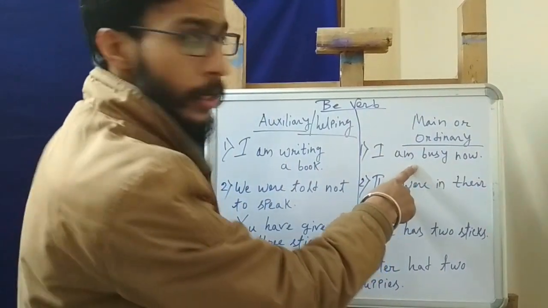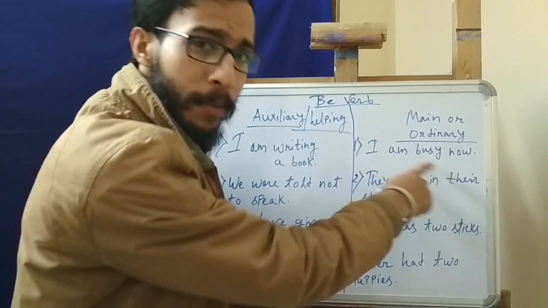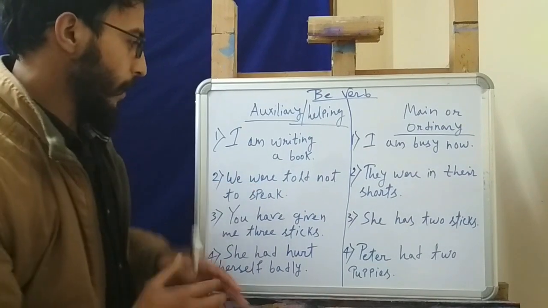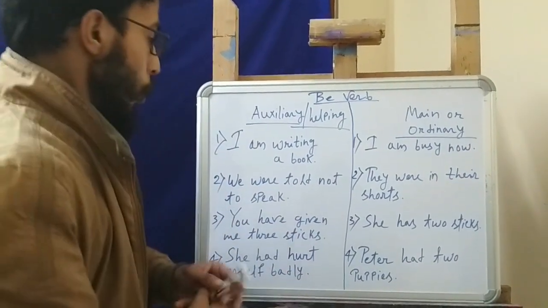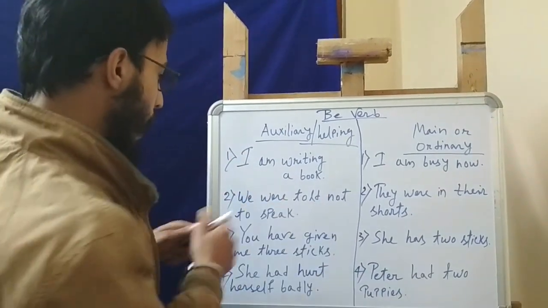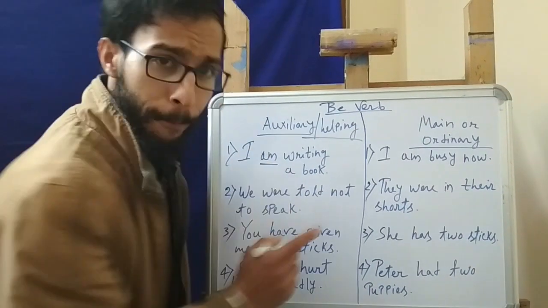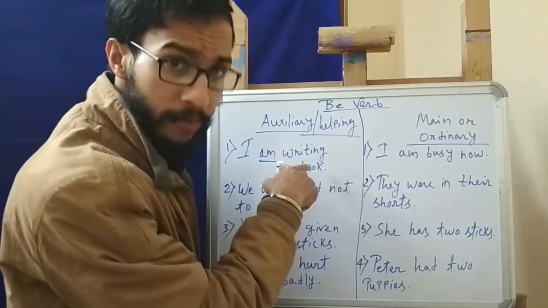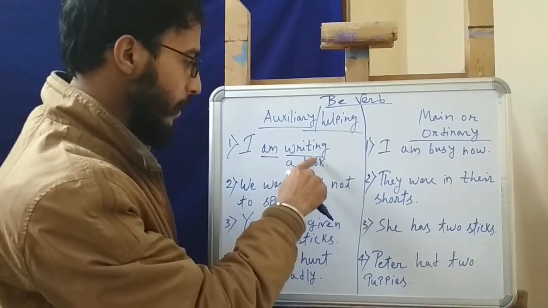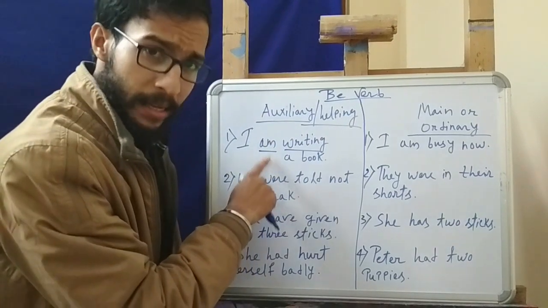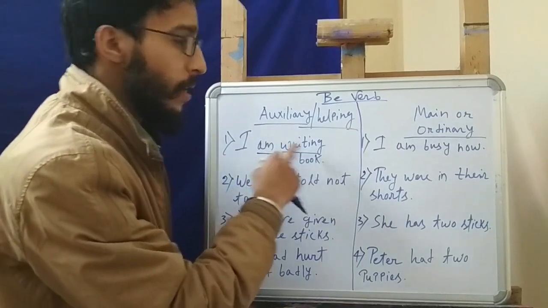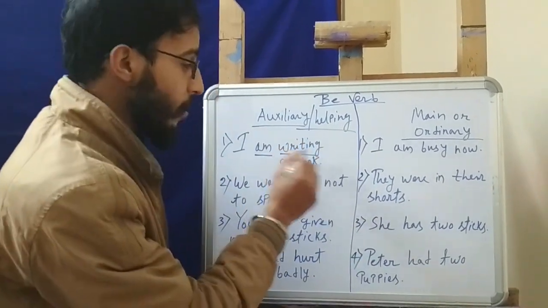And in main section, you can see that I have written "I am busy now," which means আমি এখন ব্যস্ত। আর এখানে এটা মানে আমি একটা বই লিখছি। So friends, you can see the difference: I have written here "am," and there is another verb as well, "writing." So in number one sentence, this am has acted as an auxiliary. Why? Because there is another verb, writing, and this is ordinary verb.